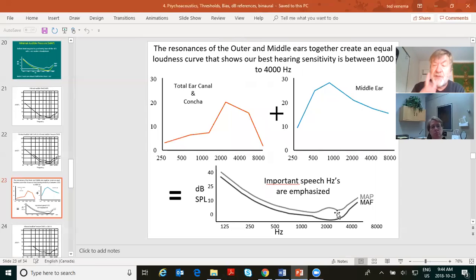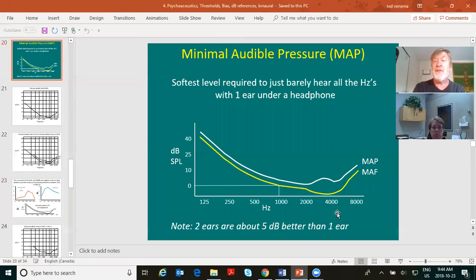Okay, nonetheless, look at the decibel differences between the MAP and MAF. They're about 5 dB. 2 ears are about 5 dB better than 1 ear. Okay, never think a person with 1 ear has a 50% hearing loss. Never think that, okay? If it takes me 40 to hear in this ear and 40 to hear in this ear, binaurally my threshold will be 35. If it takes me 20 to hear here, 20 to hear here, binaurally my threshold will be 15. Okay, 2 ears are about 5 dB better than 1 ear.